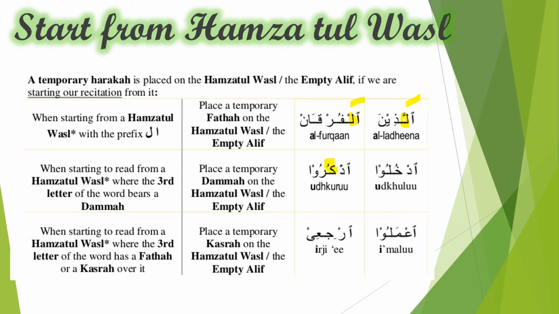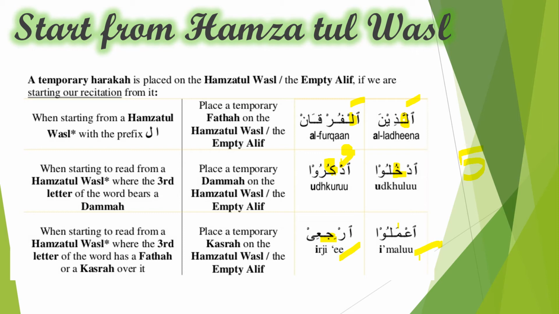Now if my second letter is not a lam, then I check my third letter. If my third letter has a Dammah on it, then I'm going to put a Dammah on my letter, and I said that there are going to be 5 exceptions, right? Just keep space for those 5 words, and we're going to tell you those words very soon. In all other situations, whether there is a kasrah or whether there is a fathah, you're always going to put a kasrah in your Hamzatul Wasl. So for example, in this situation, you're going to say i'malu, irji.